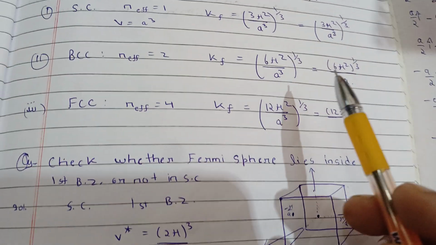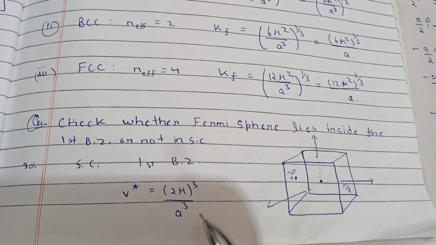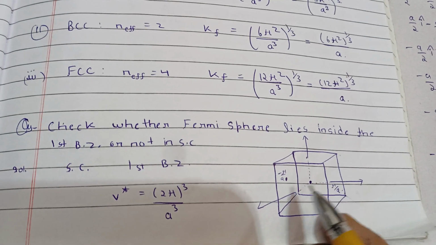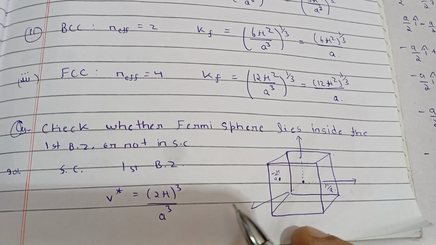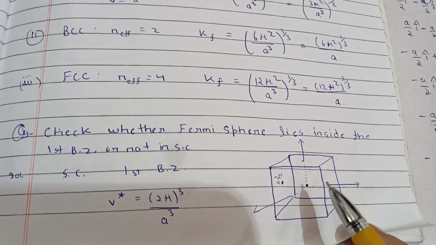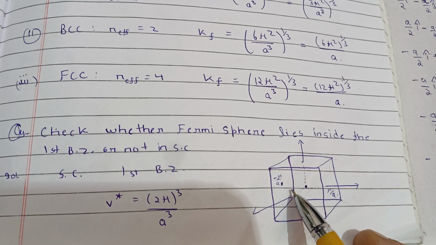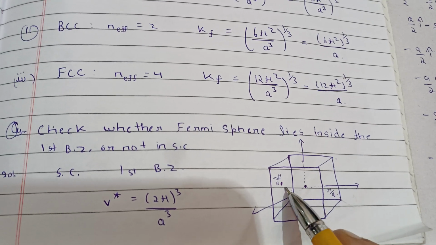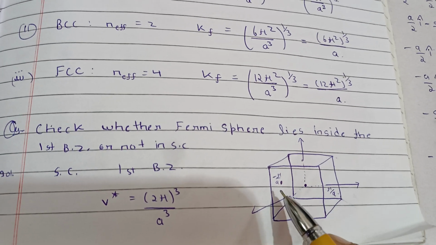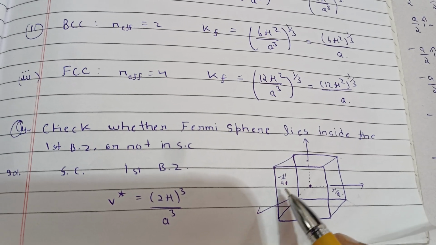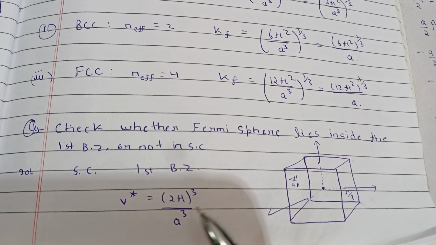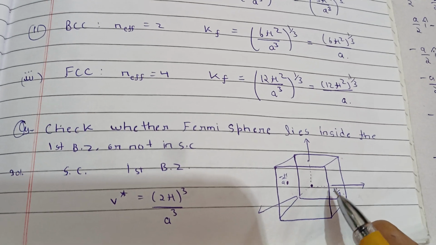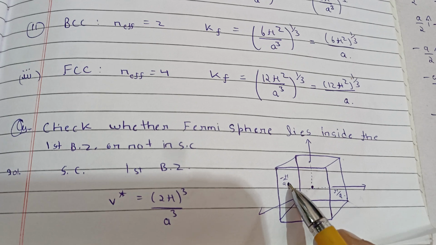And we will check the volume of this cube. How can you find the side? It is pi by a here and minus pi by a here. Then pi by a minus this, so it will be 2 pi by a. So (2 pi by a) cubed will give you the volume. This is nothing but the first Brillouin zone, from minus pi by a to pi by a.